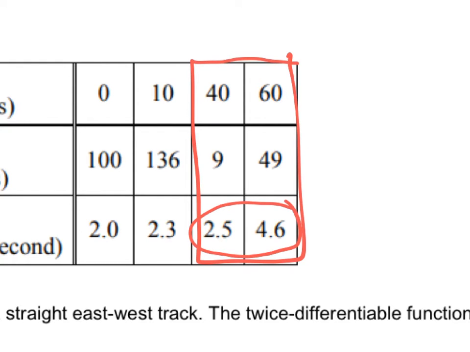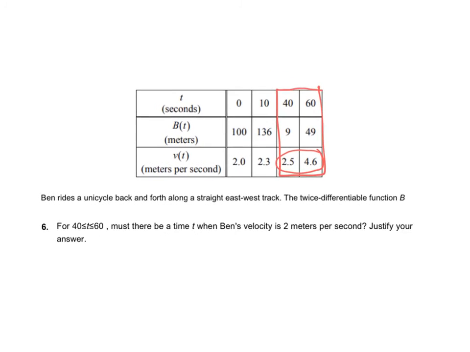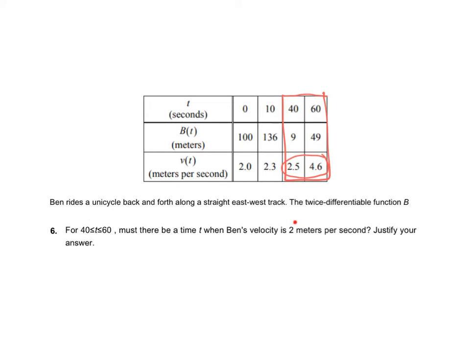Okay, but the problem with this one is, so that could have been the way we did it, but the problem is that 2 isn't between 2.5 and 4.6, so that doesn't help us. Okay, so we'll have to do it a different way. So we can do the mean value theorem.